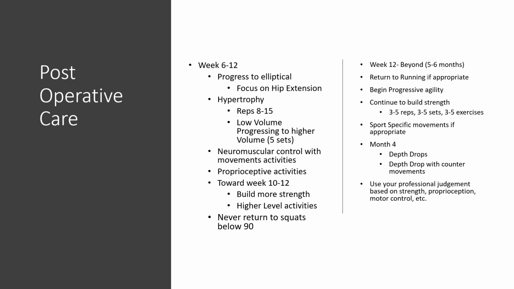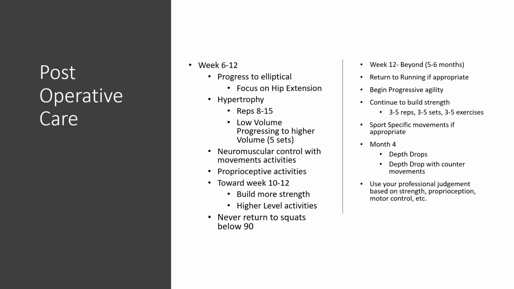Week 12 and beyond, so 5 to 6 months if they're returning back to a sport, you're going to start working on return to running if they have enough strength and they have enough control. So making sure you have a good return to running program. You can begin more progressive agility at this point in time. Again, they have to have the strength. They can't be coming back super sore, etc. Their body has to be right for these particular activities.